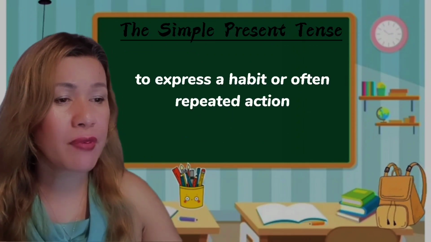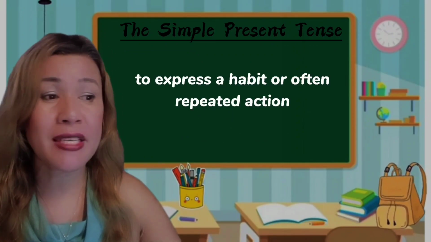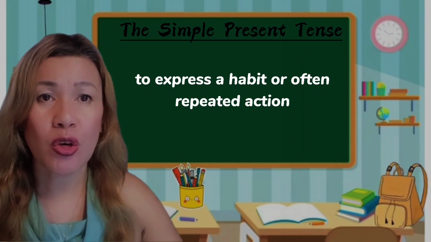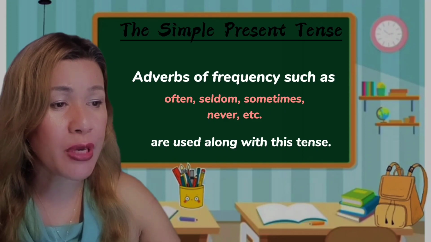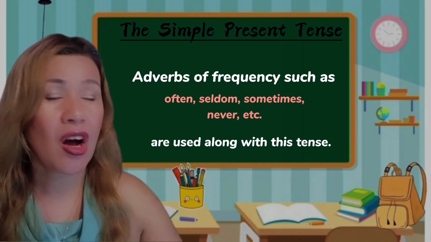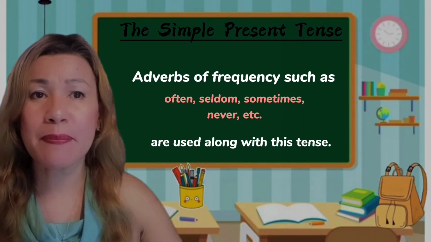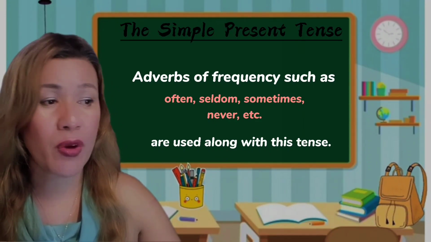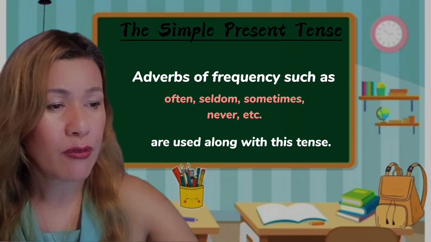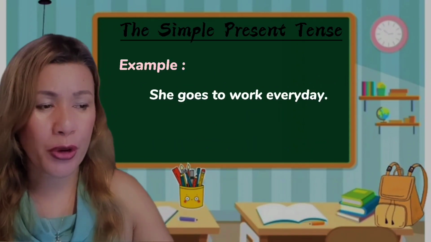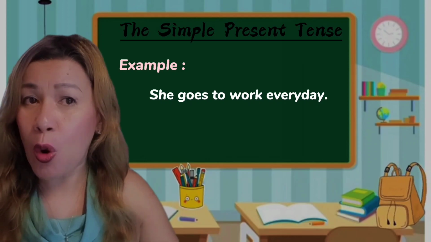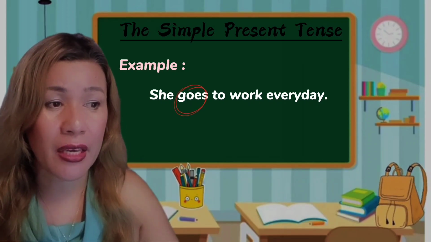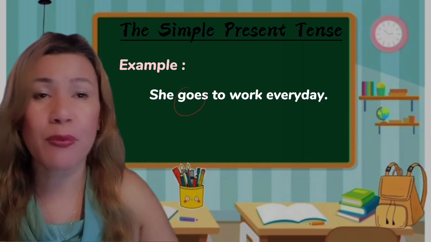One use of the simple present tense is to express a habit or often repeated action. Here you will be seeing adverbs or frequency words such as often, seldom, sometimes, never, etc., which are used along with this tense. For example, she goes to work every day. Going to work is a habitual action. It happens every day. So here you are using the simple present tense.